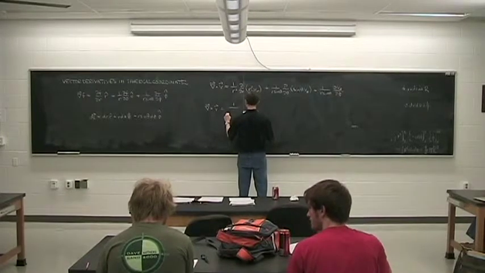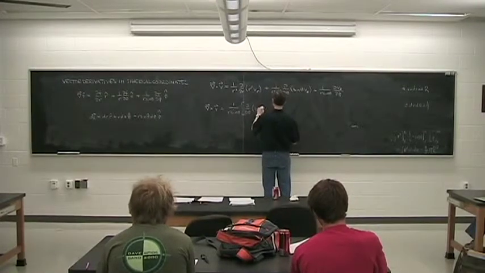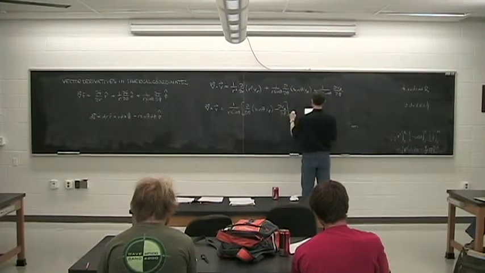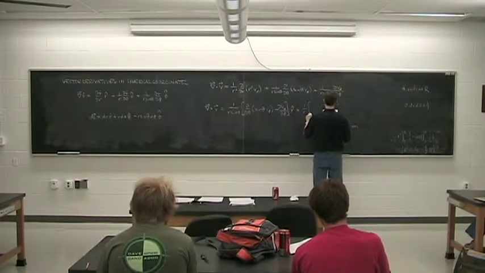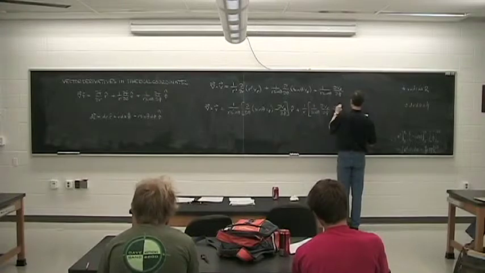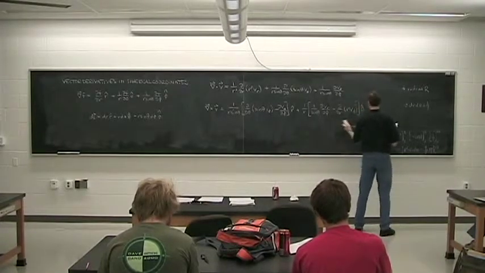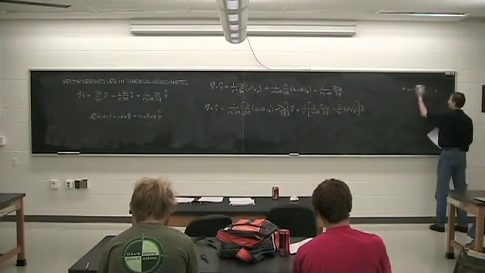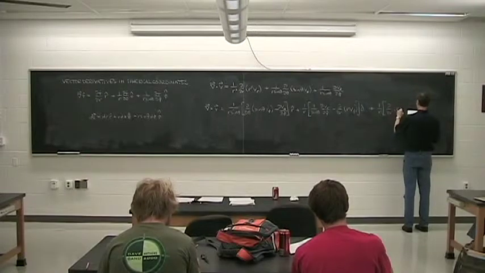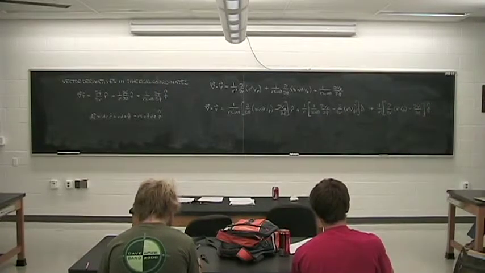Curl V is 1 over r sine theta times the partial with respect to theta of sine theta V phi minus the partial with respect to phi of V theta, times r hat, plus 1 over r times the quantity 1 over sine theta times the partial with respect to phi of Vr minus the partial with respect to r of the quantity r V phi, times theta hat, plus 1 over r times the partial with respect to r of r V theta minus the partial with respect to theta of Vr, times phi hat. Well now, isn't that lovely?